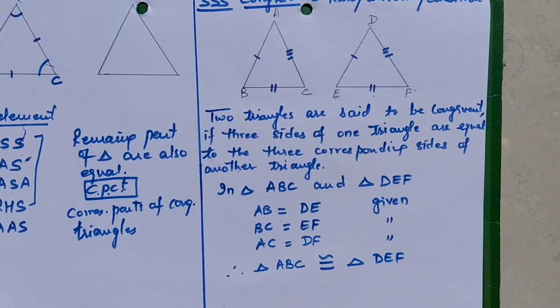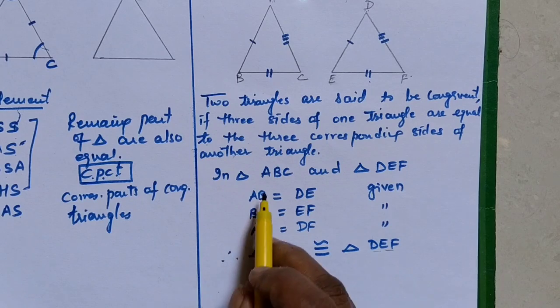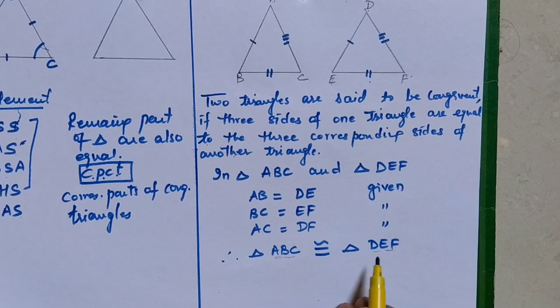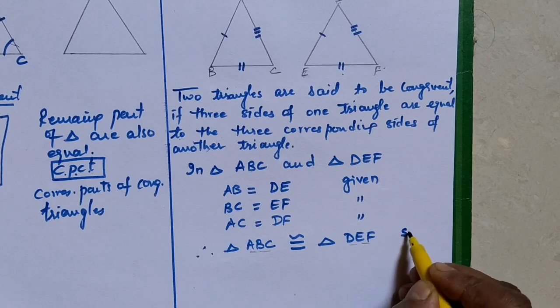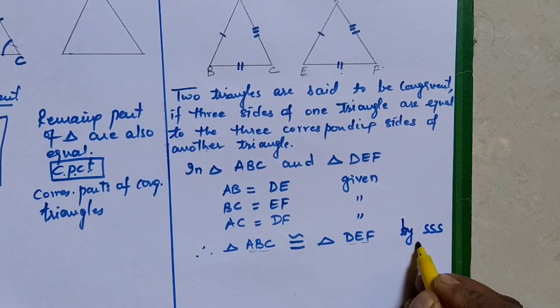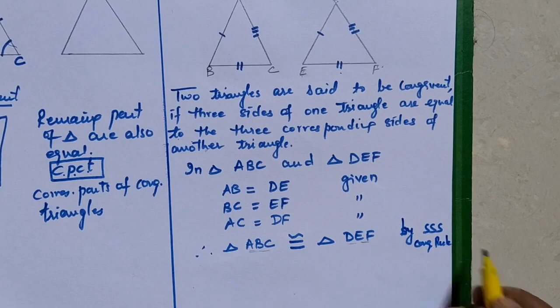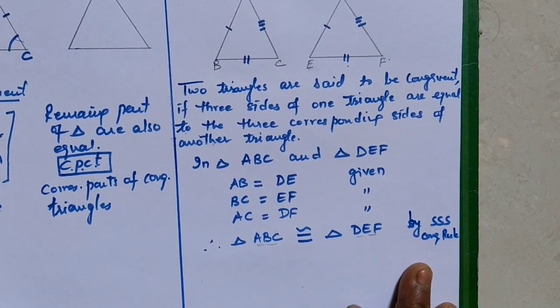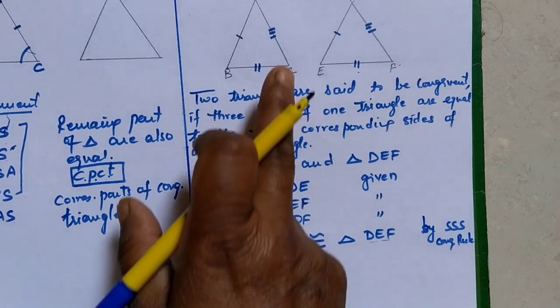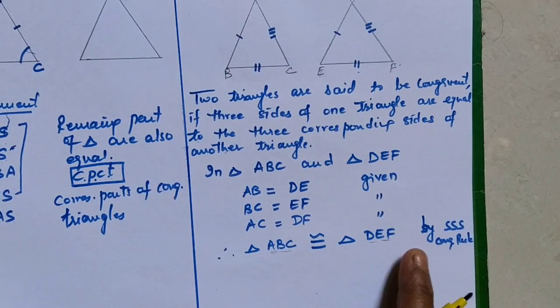Now see the corresponding parts. Are they equal or not? I have written AB; AB is equal to DE. Then BC is equal to EF. And then AC is equal to DF. So these two triangles are congruent. When you have written all these parts by which you show the triangles are congruent, you have to write the reason by the side: SSS congruence rule. This is the most important reason. Under which condition, under which criteria are you making these two triangles congruent? So this is the reason.